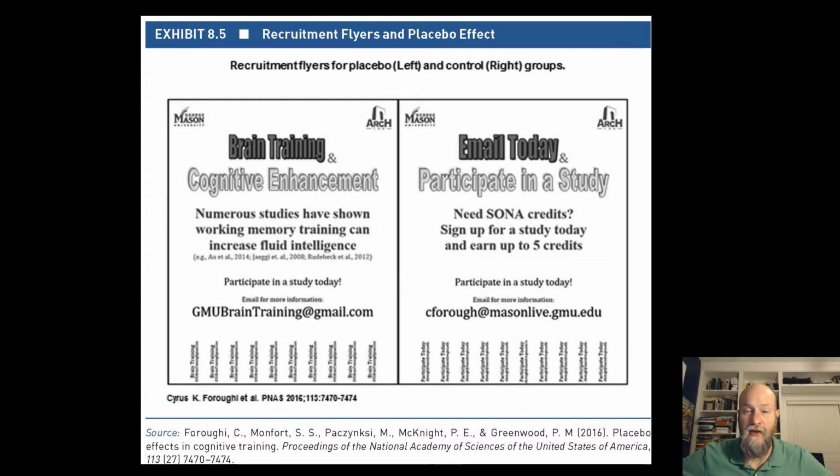It just says email today and participate in a study. Need Sona credits? Sign up and study today and earn up to 5 credits. Participate in a study. The email address has been changed to just the email address name associated with the researcher, and even the little tags that you pull off of the flyer don't say anything about brain training. So this is just an example of how they manipulated the independent variable of suggestive versus non-suggestive flyers for recruitment.